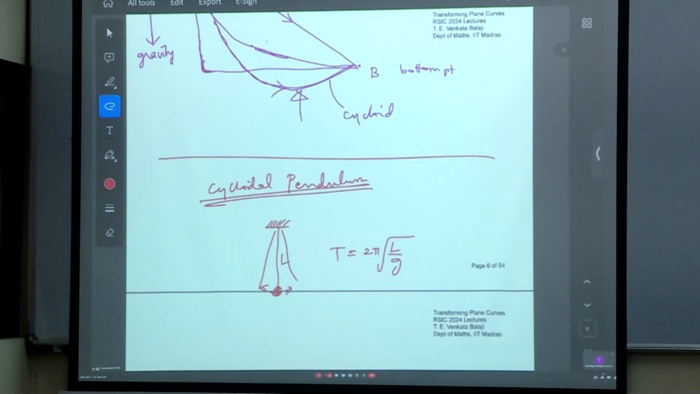Now again, is this formula correct? It's only for small oscillations. Again, it's the same old business, like the thin lens, thin mirror formula. Sin theta is made equal to theta, cos theta equal to 1, which you do for small theta. What will happen if the amplitude becomes very large? It will start depending on the amplitude.